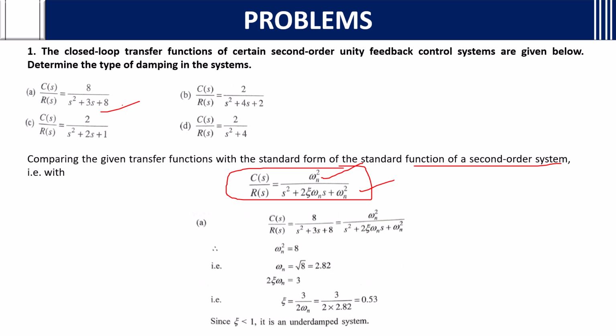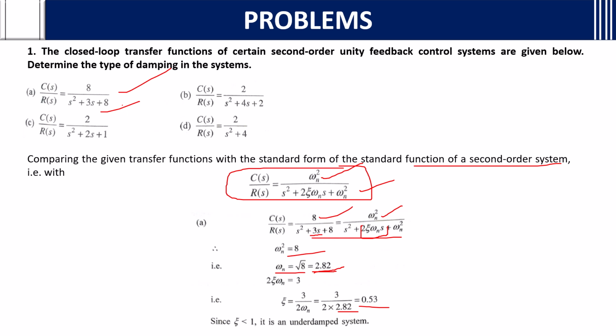If you compare this with this, it looks similar, right? So we can compare them. Omega n square is 8, so omega n will become root 8, which is 2.82. And 2 xi omega n is 3 here, so xi is equal to 3 by 2 omega n. You know the value of omega n. If you substitute that, you will get xi equal to 0.53.